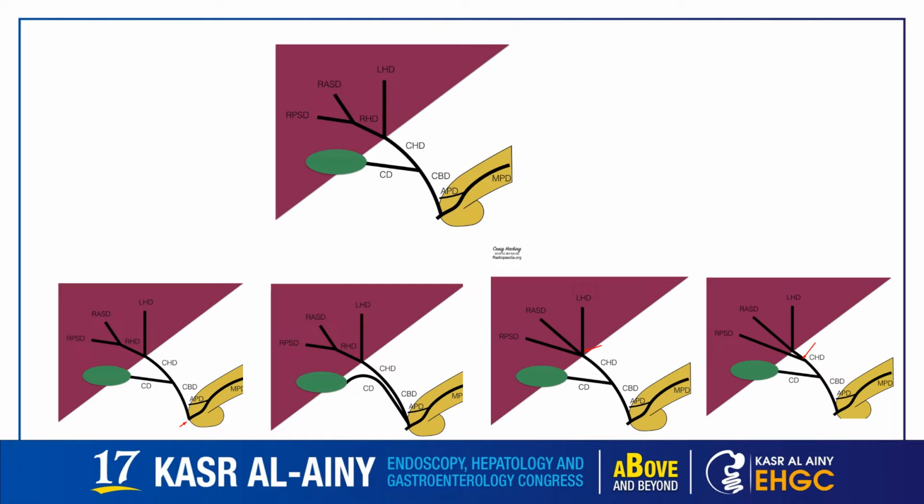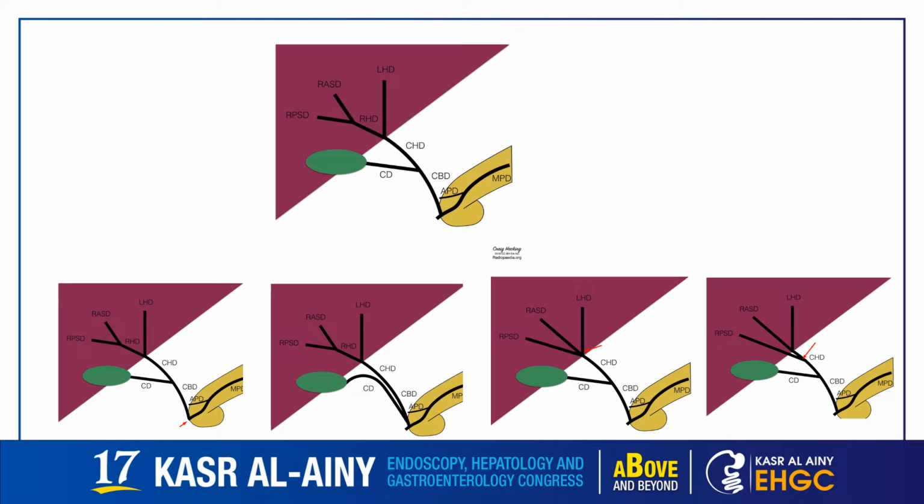Normal biliary anatomy. Right anterior and right posterior ducts form the right hepatic duct, which with the left hepatic duct forms the common hepatic duct, which with the cystic duct forms the common bile duct, which with the main pancreatic duct runs to the ampulla of Vater at the second part of the duodenum. Other normal variants, from right to left.